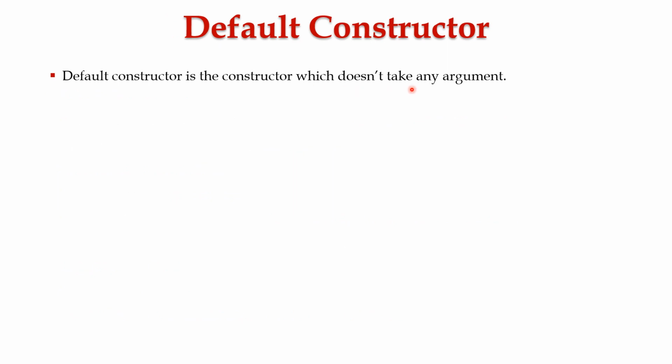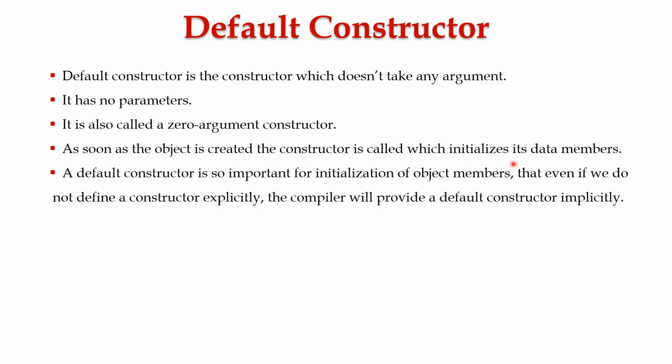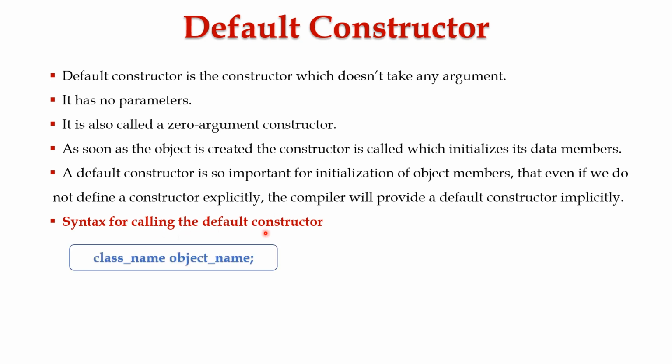Default constructor does not take any arguments, that is, it has no parameters. It is also called zero argument constructor. So as soon as an object is created, the constructor is called which initializes its data members. A default constructor is so important for initialization of objects that even if we do not define a constructor explicitly, the compiler will provide the default constructor implicitly. So the syntax for calling the default constructor is class name followed by object name ended with semicolon.